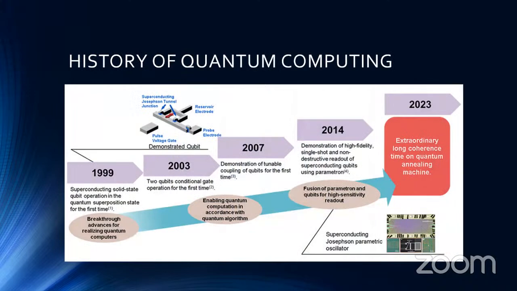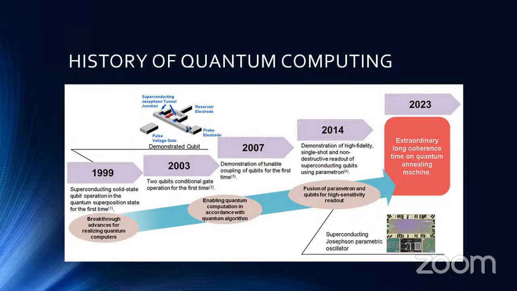So this is a history of quantum computing, where it started in the year 1999, when the first superconducting solid state qubit operation was seen. Coming to 2003, dual qubits with a conditional gate were put into operation for the first time. This is the pulse voltage gate, which is created using a probe electrode and a reservoir electrode. This setup is known as the superconducting Josephson tunnel junction. So SJTJ was the first conditional gate operation for quantum computers.